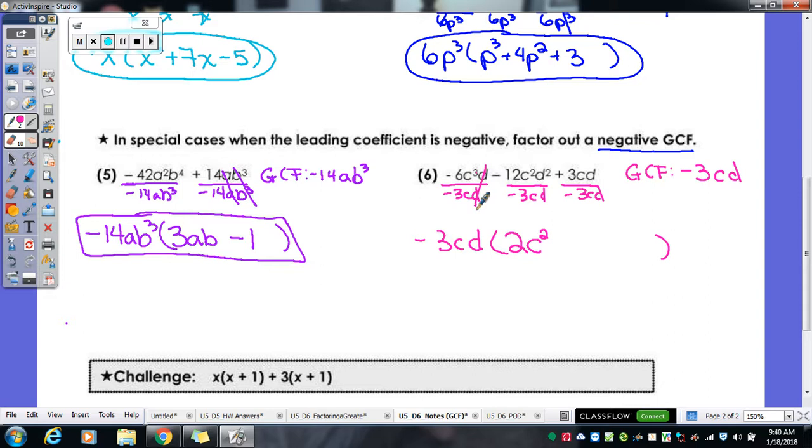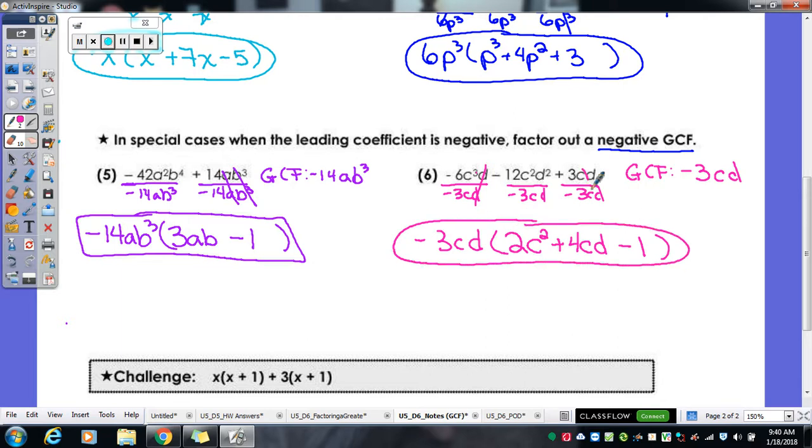Negative 12 divided by negative 3. Positive 4. C to the first, d to the first. Again, subtract my exponents, I get 1s. And then 3 divided by negative 3 gives me another negative 1, and my c's and d's cancel for that last term. So we have just minus 1.